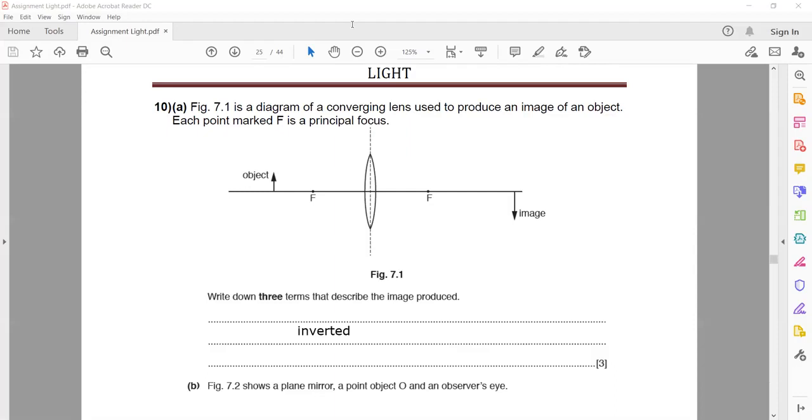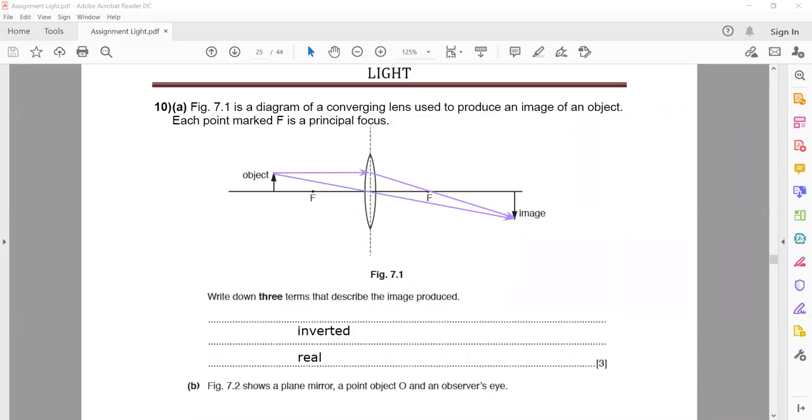Why is it real? Because when you draw the light rays and they pass through the lens, the two light rays will converge at one point. When the two light rays converge at one point, the image formed is real. So it is real. That's one thing. And it is inverted or upside down.